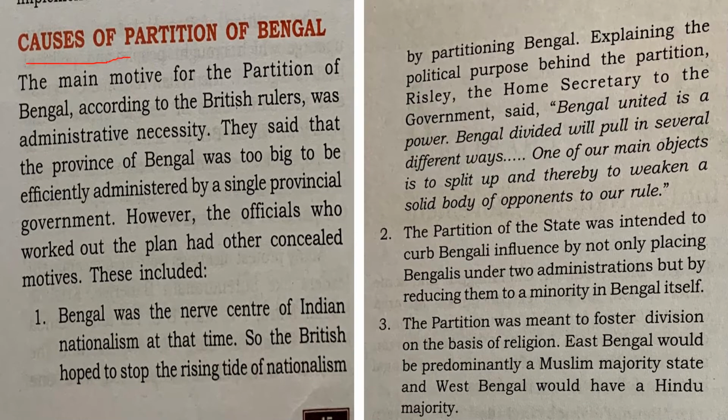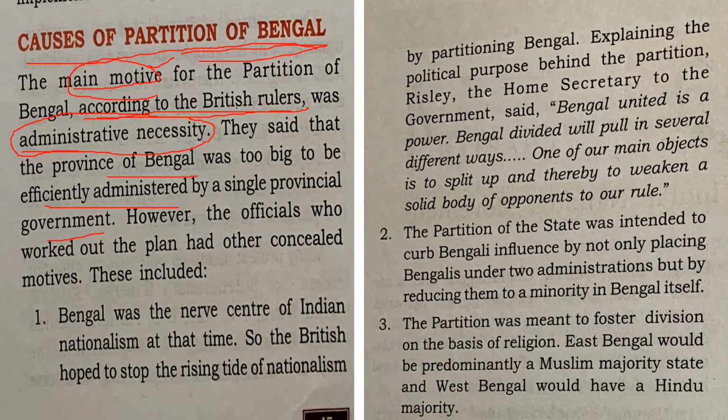So what are the causes that these people gave for the partition of Bengal? So the main motive, what do you mean by main motive? The main reason, according to the British rulers, for the partition of Bengal was administrative necessity. This is a convenient term that these people used. As this is a huge province, carrying on the governance of this presidency was becoming difficult. They wanted the province of Bengal to be divided, so that there would be efficient administration by a single provincial government.